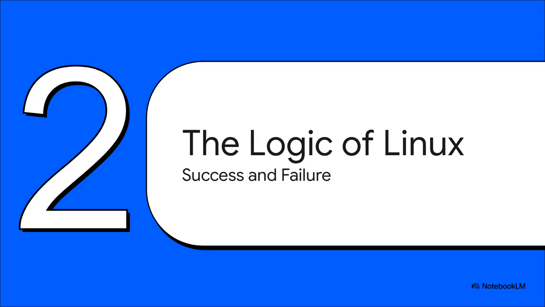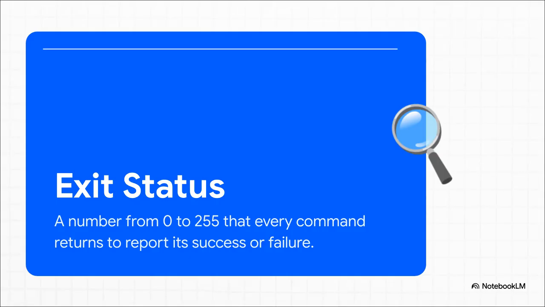Now let's get to the really cool part, the logic that makes the Linux shell so incredibly powerful. It all boils down to this really elegant, simple idea, the secret language of success and failure. Here's the secret. Every single command you run, I don't care how simple or complex, it gives back a little report card when it's done. It's called an exit status. You can think of it like a quick thumbs up or a thumbs down from your terminal, letting you know if everything went okay.